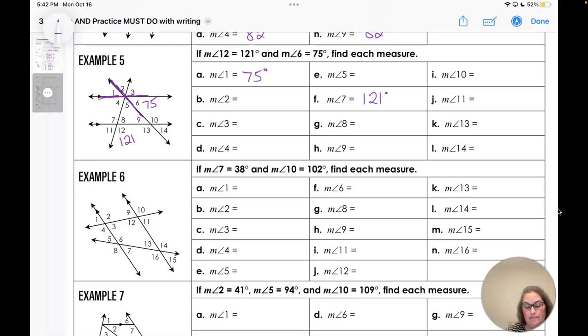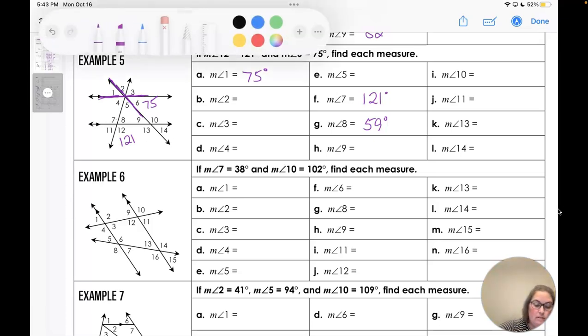So as we go along, let's go on down below. So if we look at 8 and 11, 8 and 12 right there are going to be supplementary because they are a linear pair. So we would just have to subtract from 180. So we're going to get 59 for number 8. Okay, and 11 is vertical angle with that. So that one's also going to be 59. To the eraser.